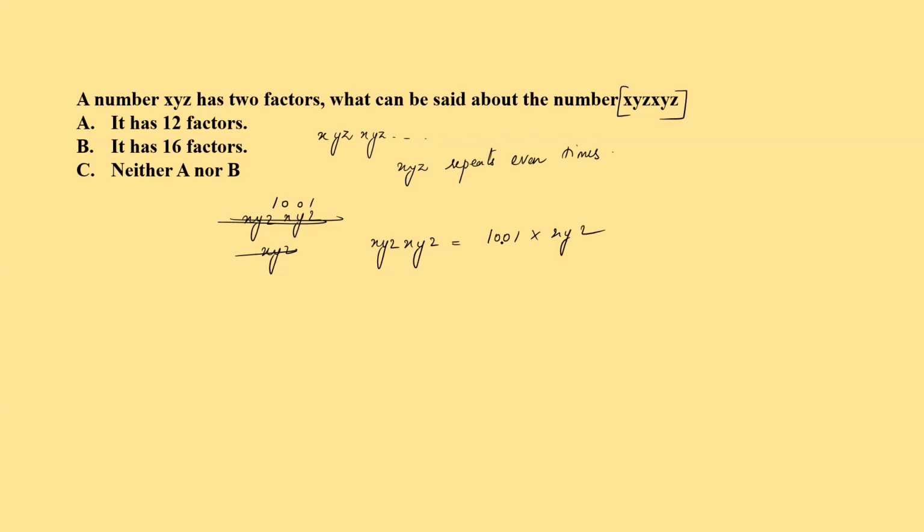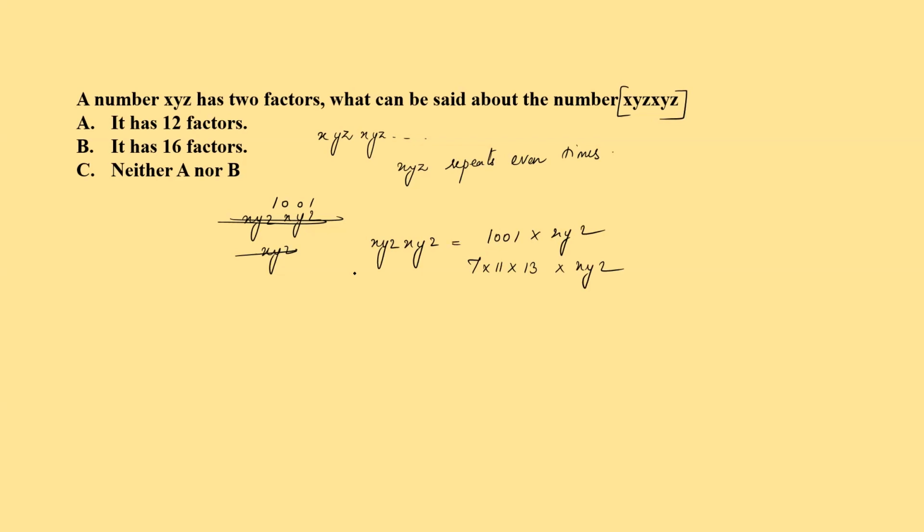And 1001 is a very special number. It is the product of three consecutive prime numbers, which are 7, 11, and 13. So it is 7 into 11 into 13 into XYZ. I've completely factorized this number.